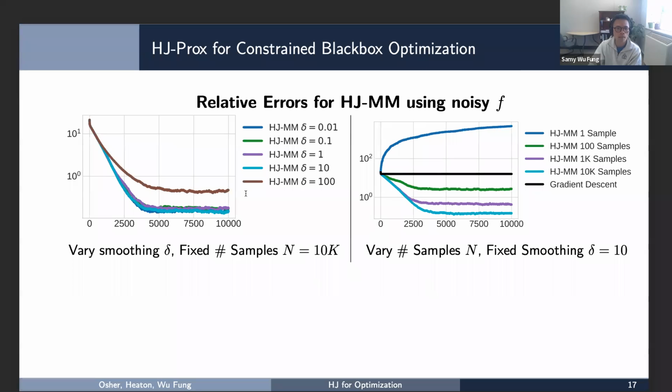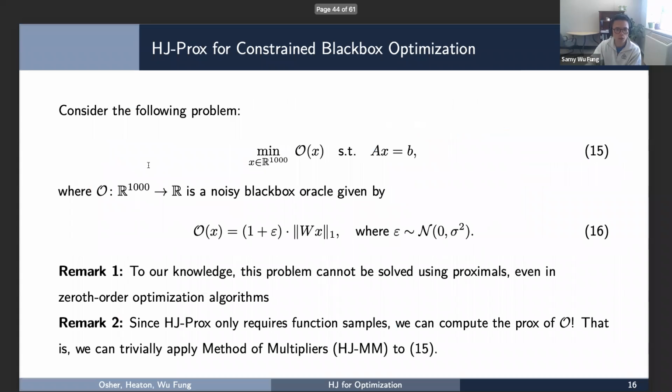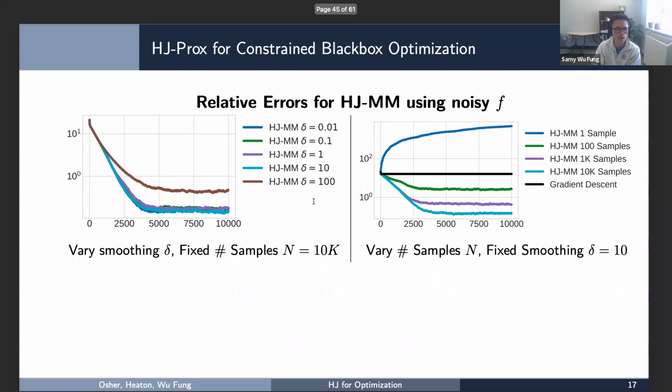By the way, this error is computed by, let me go back for a second, first solving the problem with a non-noisy version using ADMM. So I'm going to get this numerical true solution by solving the non-noisy problem. And then that's what I use here for the relative error.